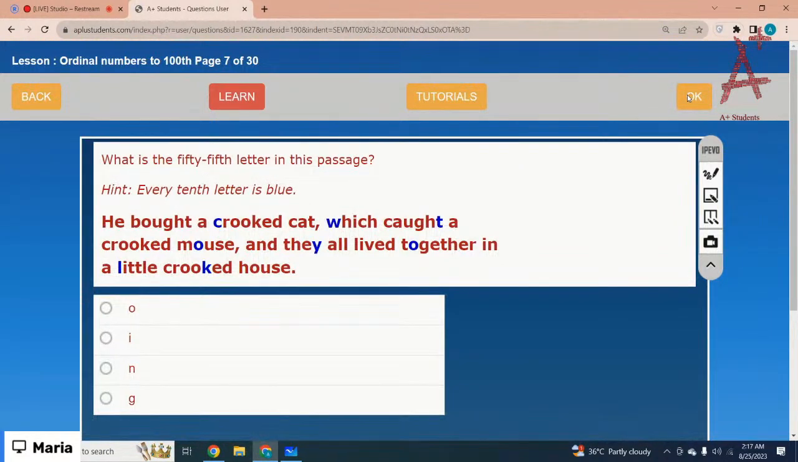What is the 55th letter in the passage? Okay, 55th, 10, 20, 30, 40, and 50. Then count 51, 52, 53, 54, 55. That would be I in the left is the 55th letter, right?